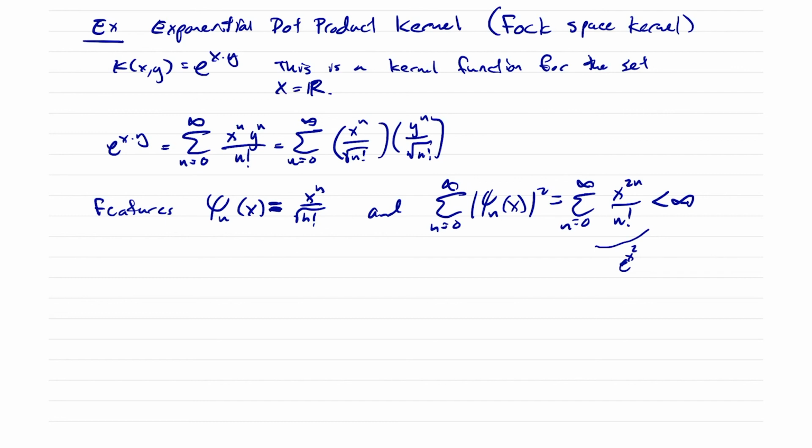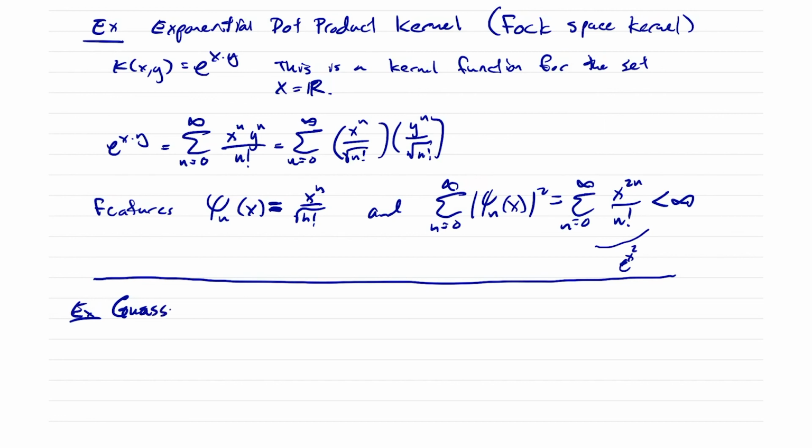It turns out we can make another kernel function out of this. Let's see. Okay, so what we can do here is make up another one, and this is going to be the Gaussian RBF kernel.